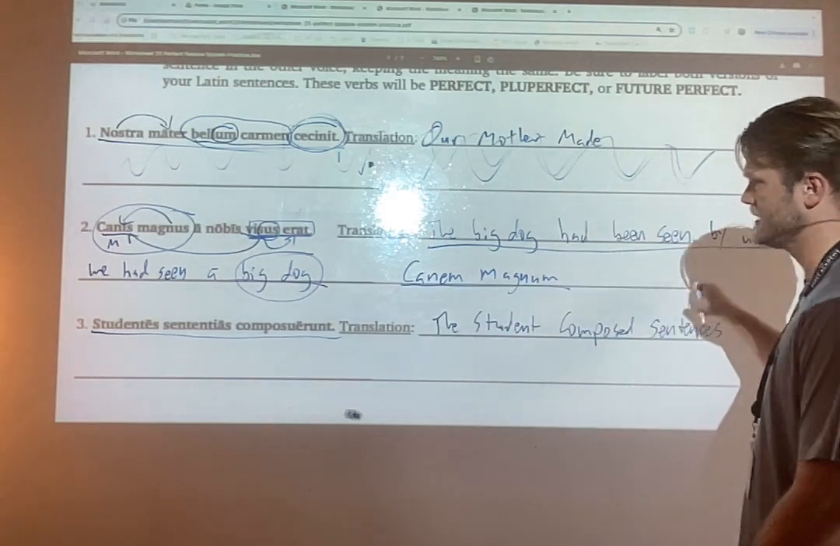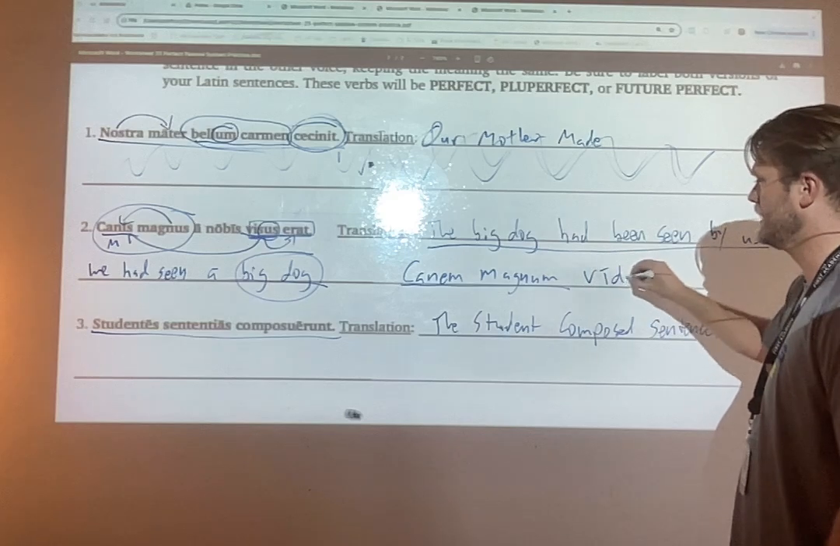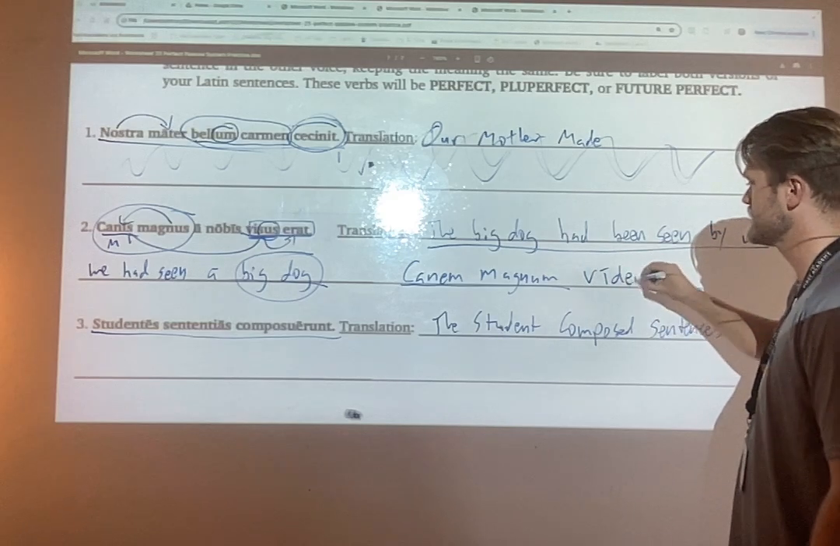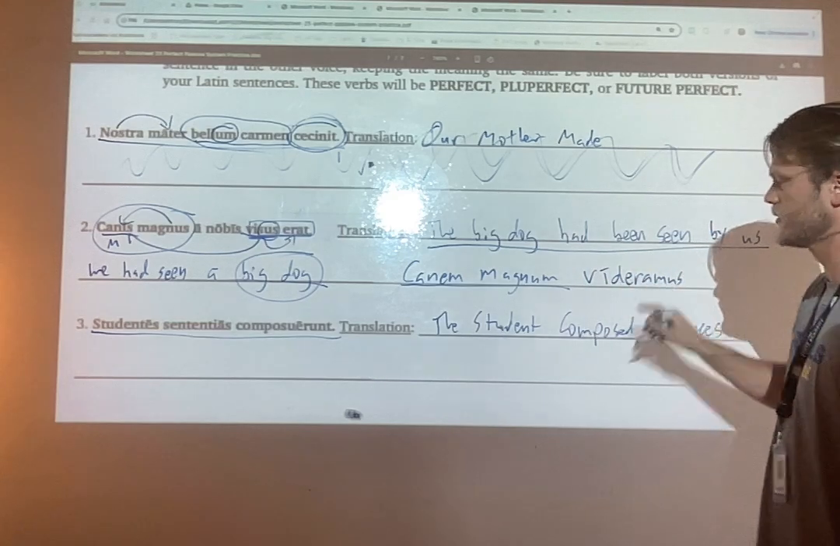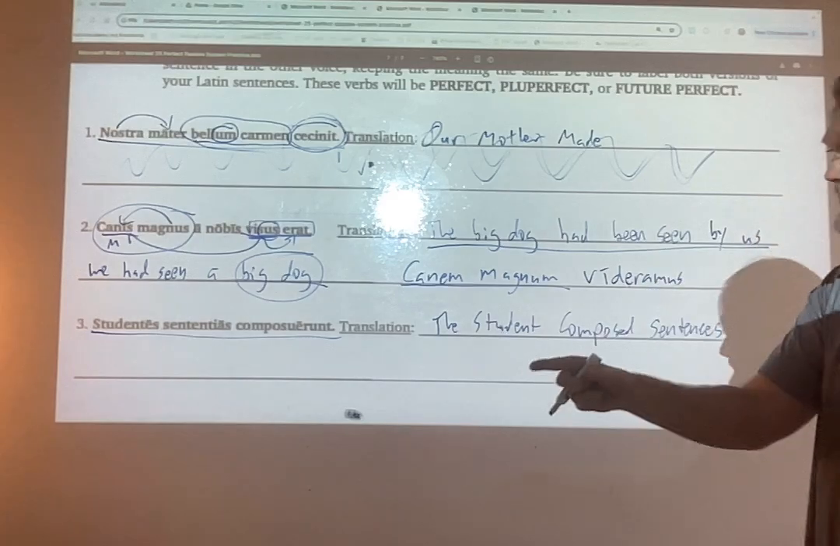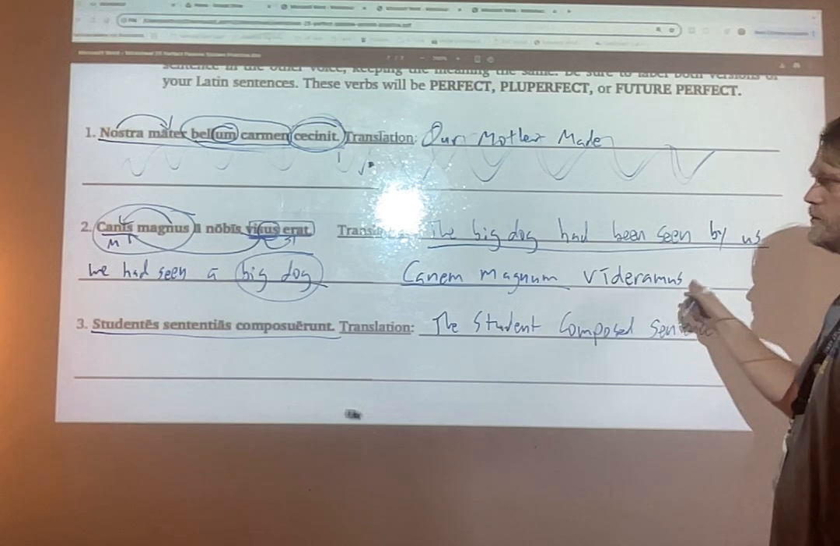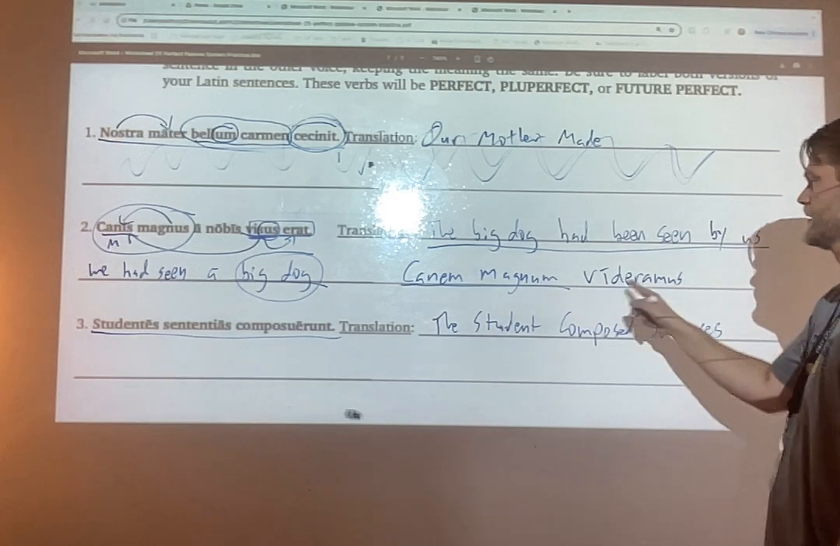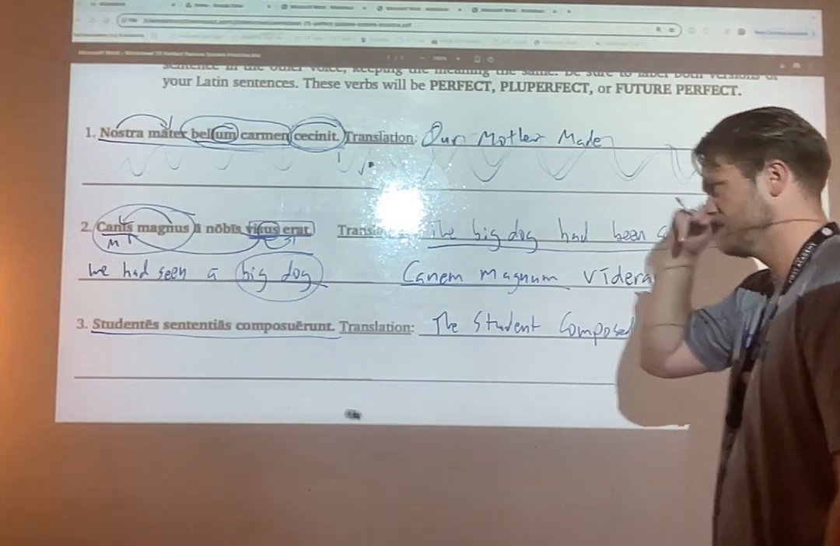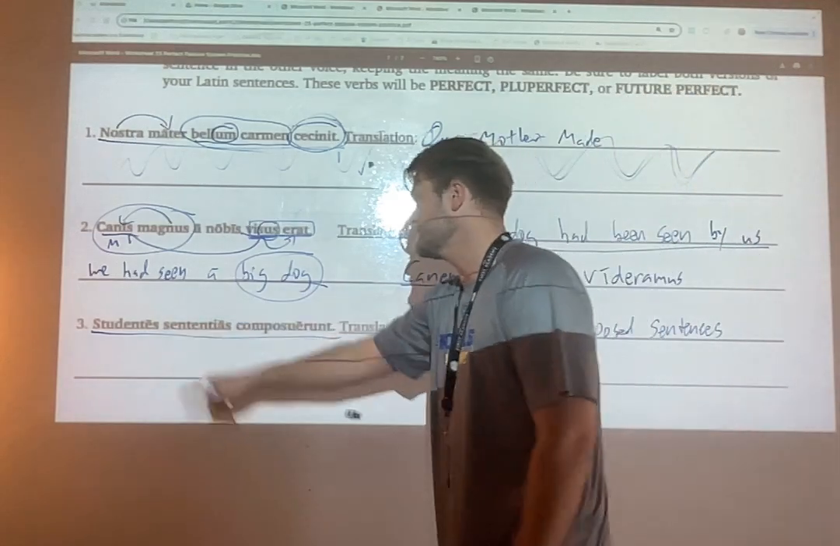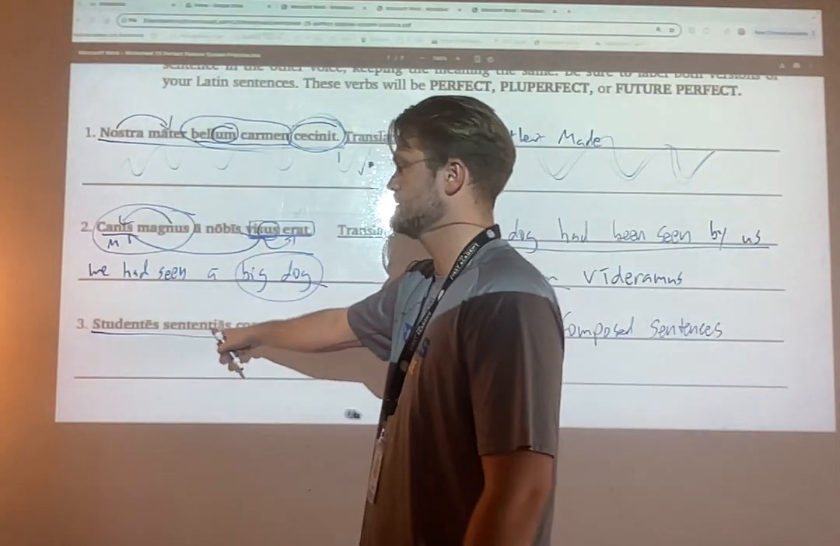Now we need to do we had seen, which would be we deramus. Because I took the third principal part, wideo, widera, weedi, knocked off the I with the macron, and I put the first person plural, we, pluperfect, ending on there. We deramus. All right? So, students composed sentences.